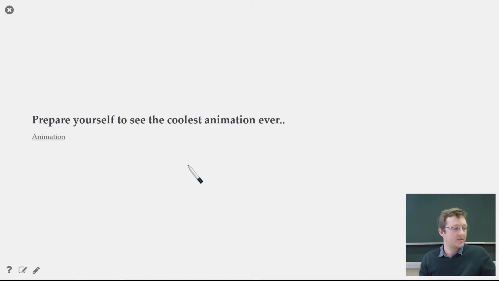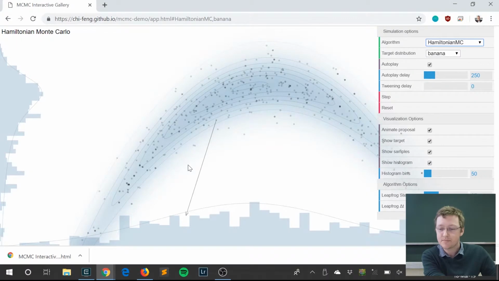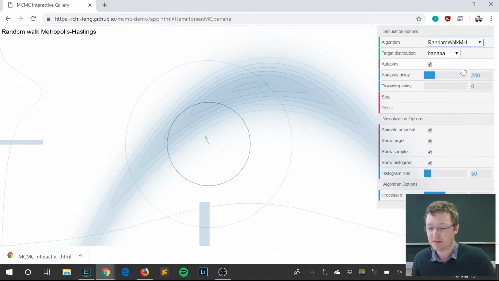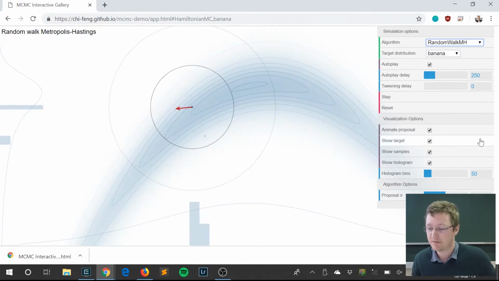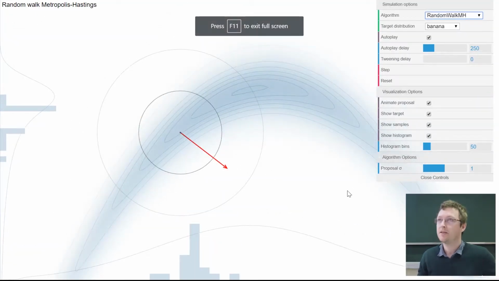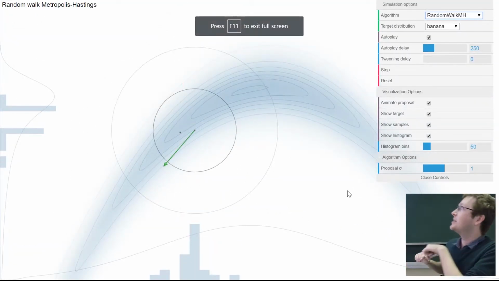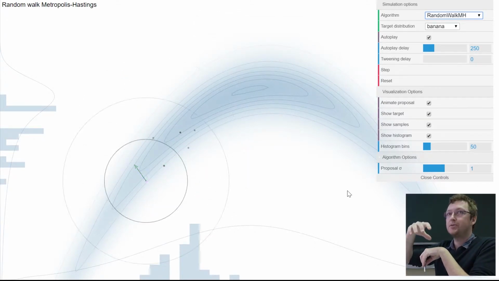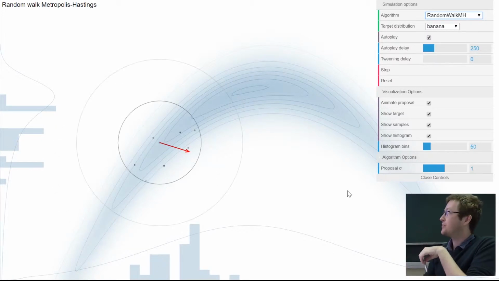Okay, so let's see how this actually works in practice. So this is some simulation of the MCMC algorithm at work. I'll change it back to a more basic example. So what's happening here is we're sort of looking down on a two-dimensional distribution that we're trying to sample from.